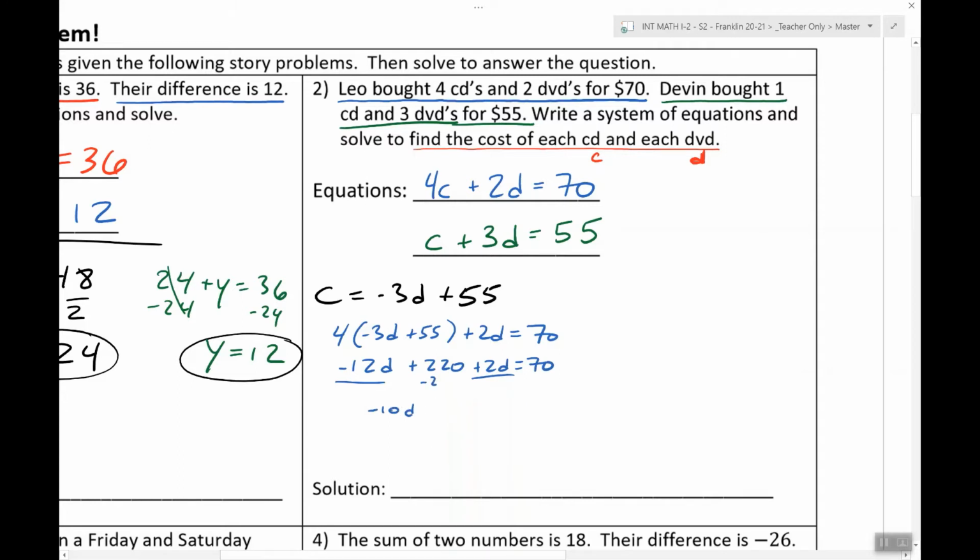I'm also going to subtract 220 from both sides. So negative 10d equals negative 70 minus 220, which is negative 150, divided by negative 10, and d equals 15. So we know the cost of a DVD is $15.